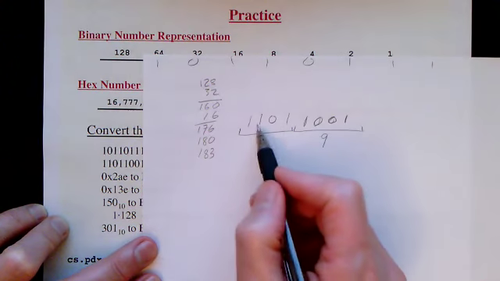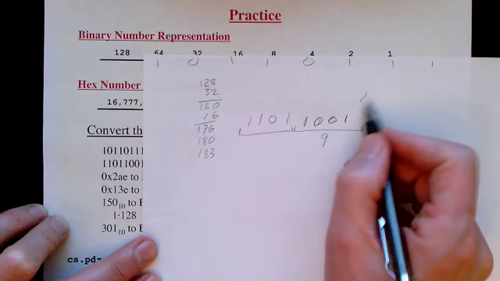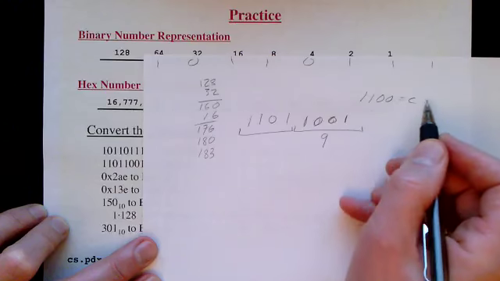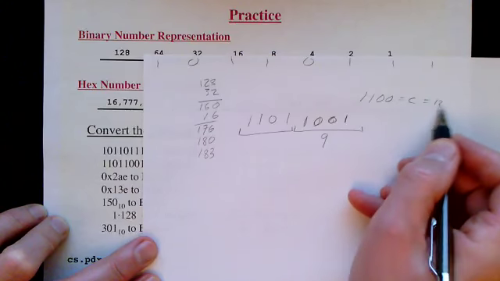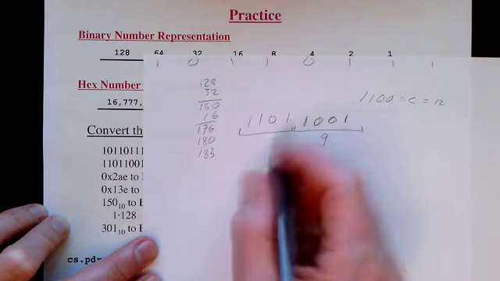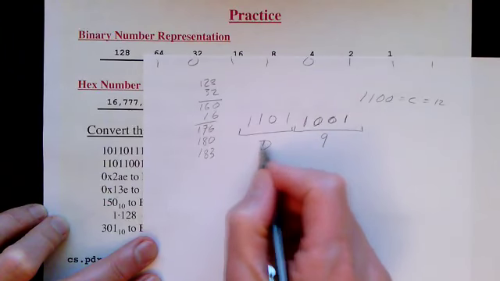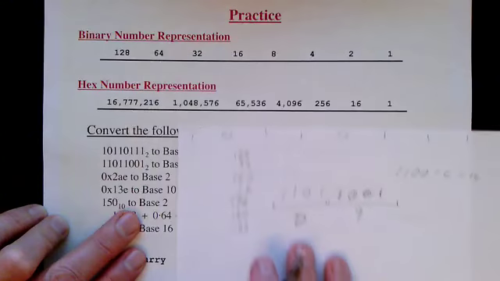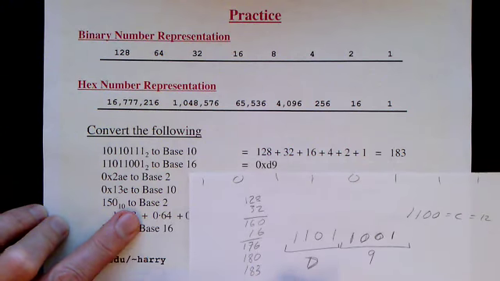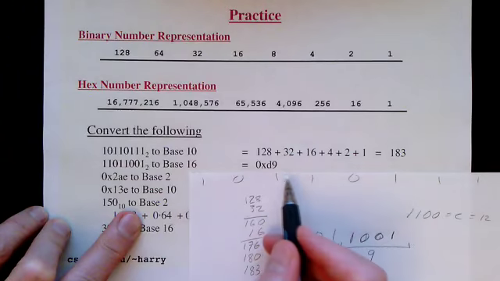And 1101, well, if you remember, I always remember 1100 is C, which is 12. Then this is D. So D9. And that's our answer. In hex, it's D9.